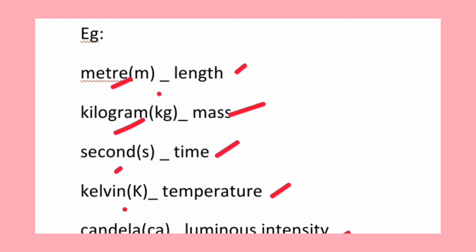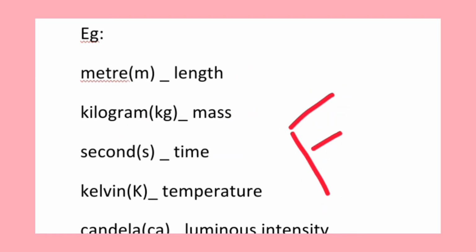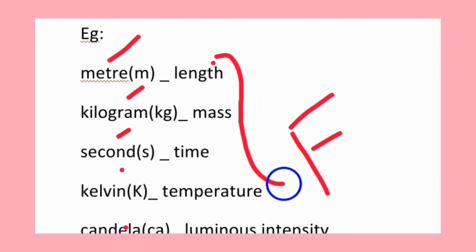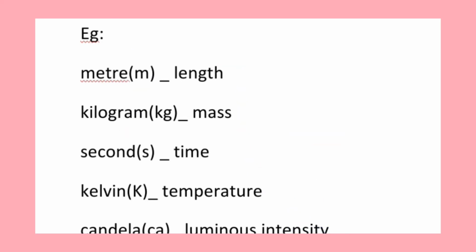So, these are the basic or fundamental units: meter, kilogram, second, Kelvin, candela, ampere and mole. And these are what we call the fundamental physical quantities. And you can observe the symbols which we use to represent them.